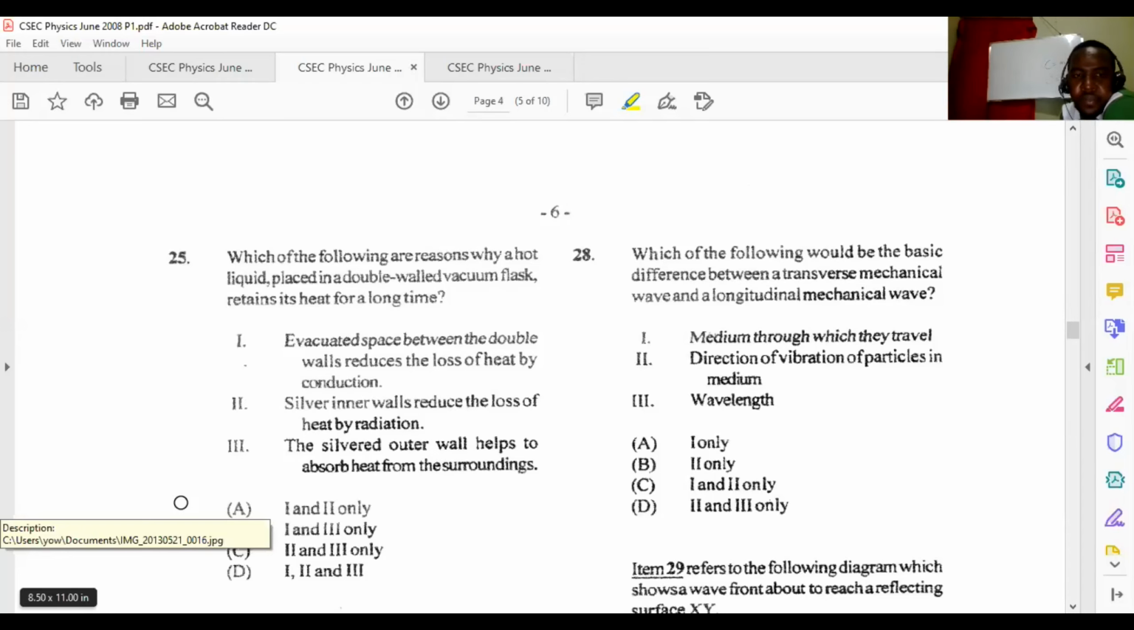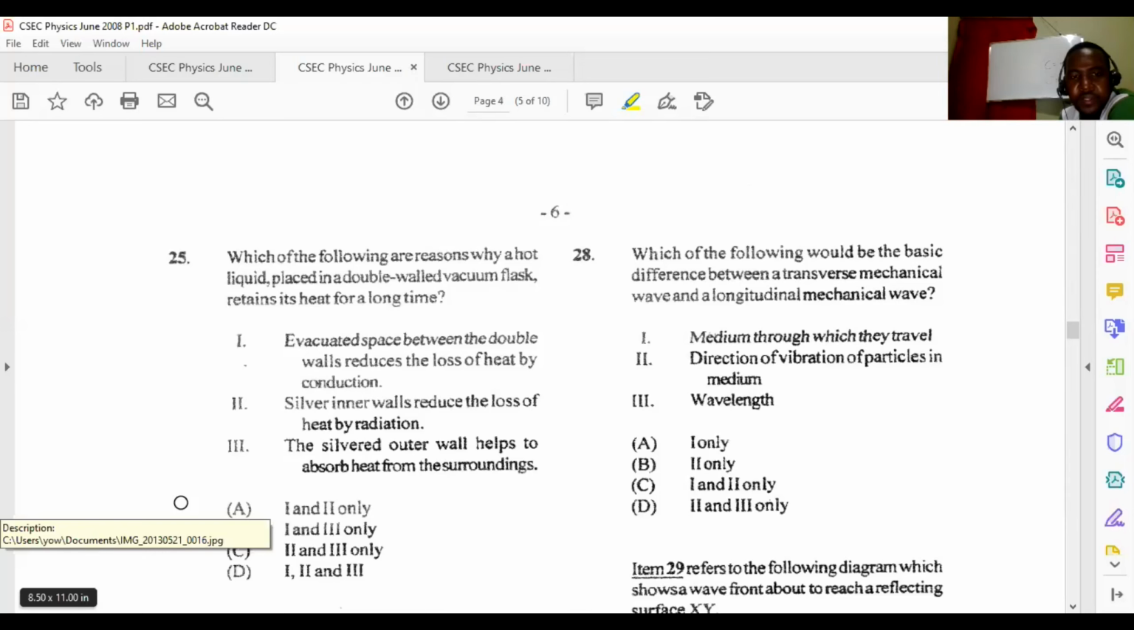Is it D? All right, so let's see. So first, someone is saying A, let's see. Option 1 says the evacuated space between the double wall reduces the loss of heat by conduction, which is true, right? The two walls are not touching, so there is basically empty space there. So we can't have heat being transferred by conduction because they're not touching. So 1 is a true statement.